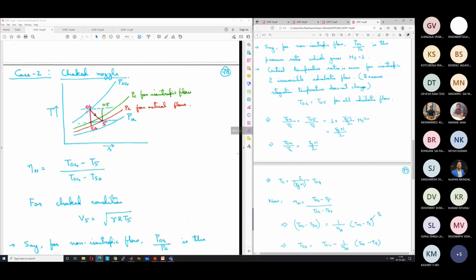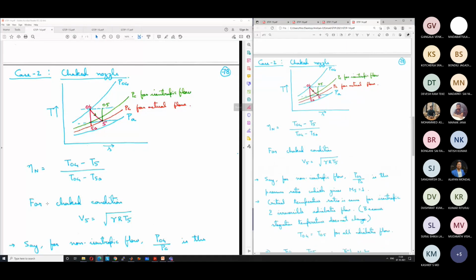And T04 is known. It is the inlet condition of the nozzle, so it is equal to the exit condition of the turbine. Based on this, we can find out what will be T5, because gamma plus 1 by 2 is known for the gas. Gamma is 1.333. You can find out what is T5. So T5 is nothing but the critical temperature, which is given by this expression. Critical temperature is equal to 2 by gamma plus 1 into T04. So we can find out T5, and thus we can find out what is V5 for choked condition.